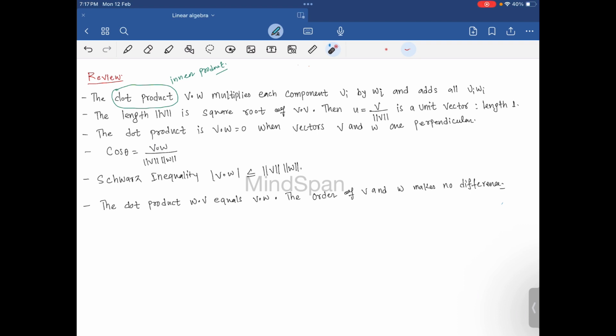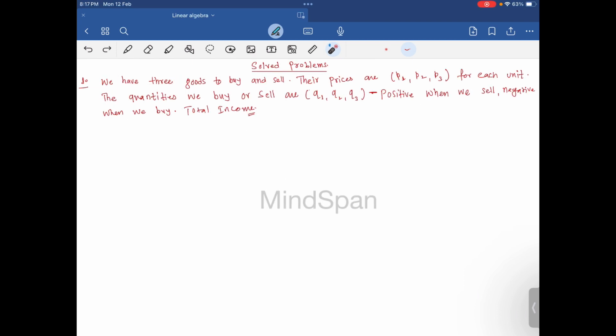Now we will jump to the problems. Okay, let's look at the first problem. We have three goods to buy and sell, and their prices are P1, P2, P3 for each unit. The quantities we buy or sell are Q1, Q2, Q3, and these will be positive when we sell and negative when we buy. We have been asked: what will be the total income? Easy problem. How can you do that?